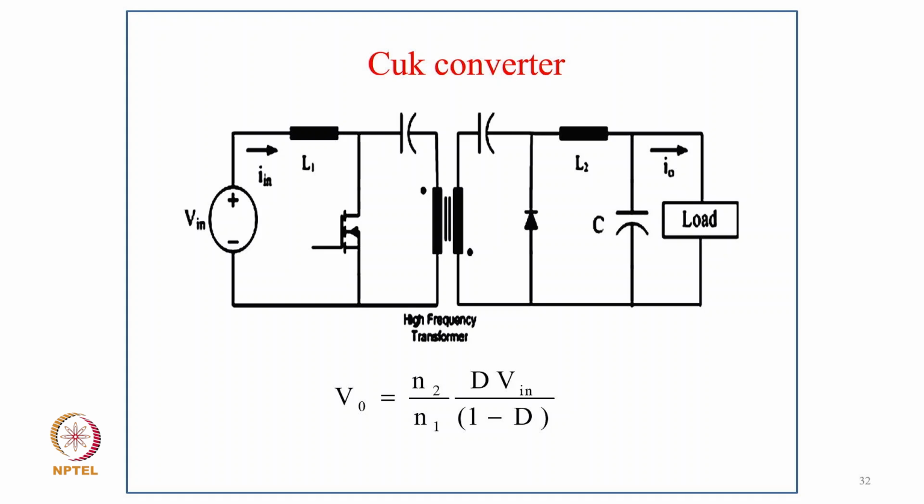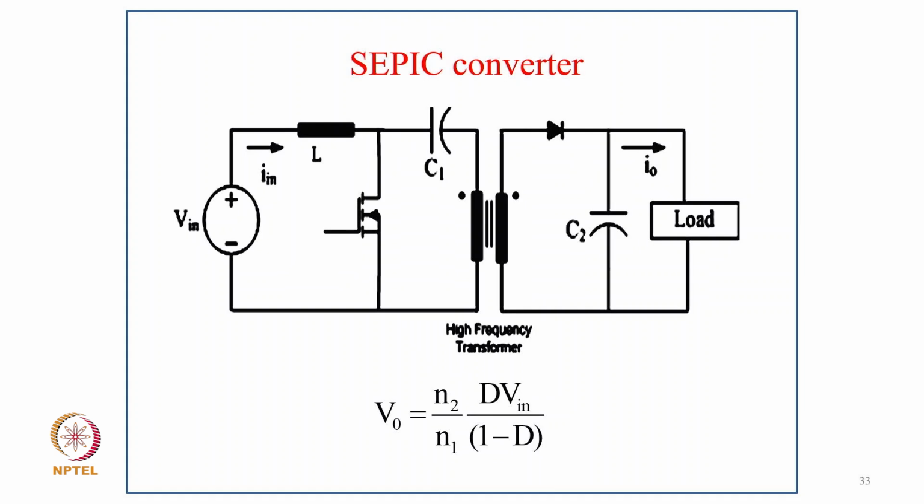So here we have a relation N2/N1 = D/(1-D). Normally this is also designed around 0.5 duty cycle, but the turns ratio gives the main voltage change from input high voltage to low voltage or otherwise. These two capacitors really function to block the DC component, so that the transformer operation is ideal in this case. Then we have a SEPIC converter.